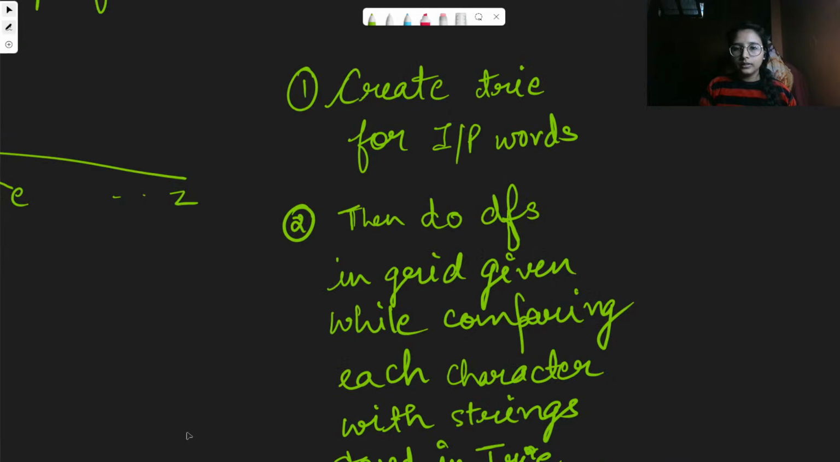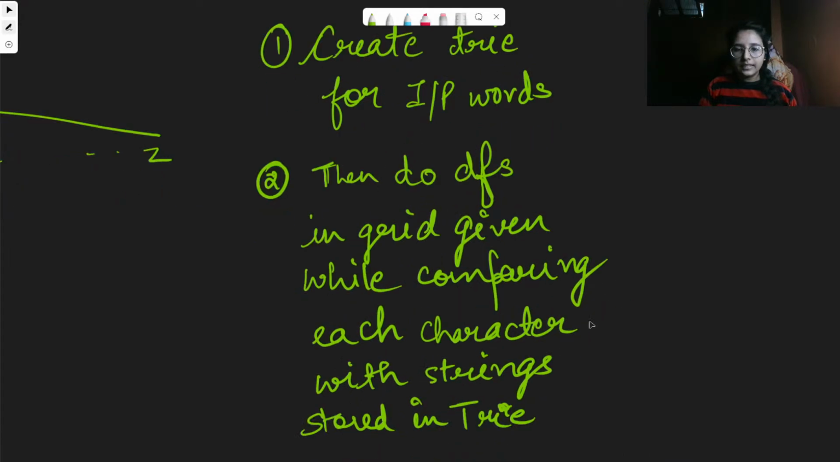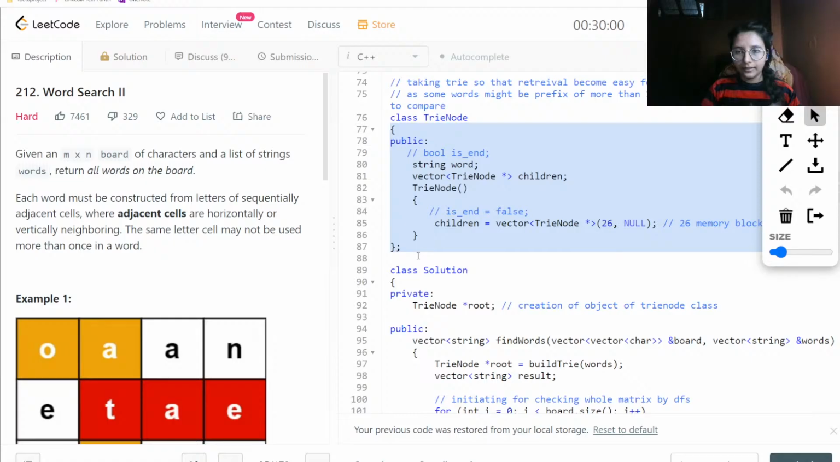So now comes the part of how we are going to solve this particular question. So first thing is that we will be creating a trie for the input words, then do DFS in the grid given while comparing each character with strings stored in the trie. So that's the thing which we will be doing in the same. Next part, how we are required to code the trie.